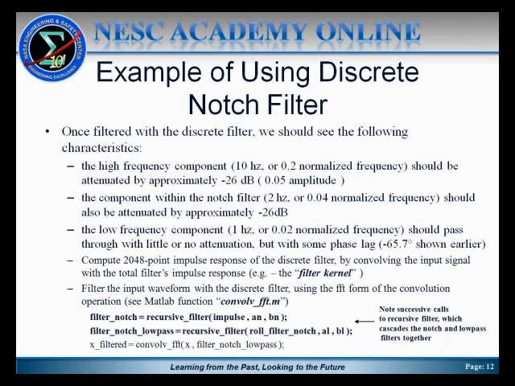Then finally, the low frequency component, the one at 1 Hertz, should pass through with little or no attenuation, but with some phase lag. And as you might remember from 2 slides ago, I encourage you to remember the phase lag at 1 Hertz was 65.7 degrees, and we'll show why that is important here in a moment. So the steps we would do then is we want to compute the 2048 point response of the discrete filter by convolving the input signal with the total filter's impulse response, or so-called the filter kernel. And the steps required to do that are basically 3 steps here. So these will be like MATLAB commands that you might use to do this.